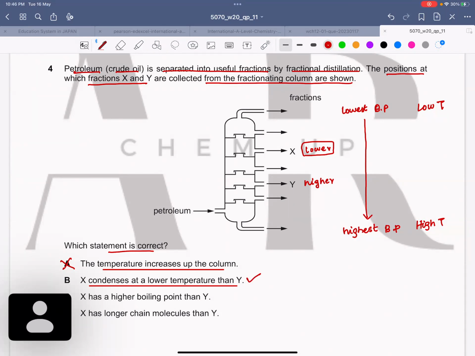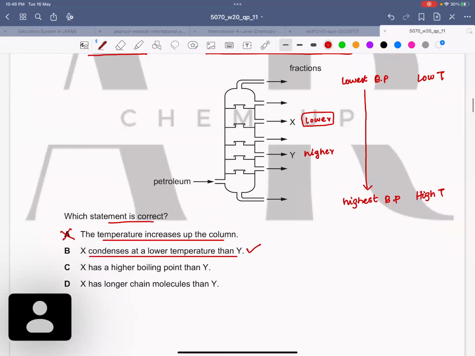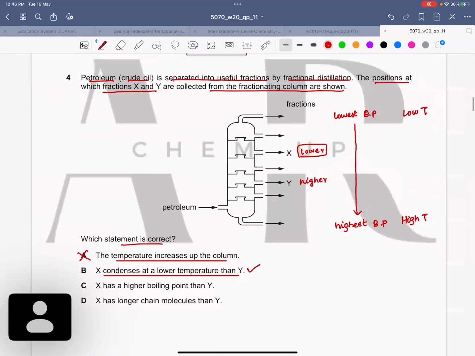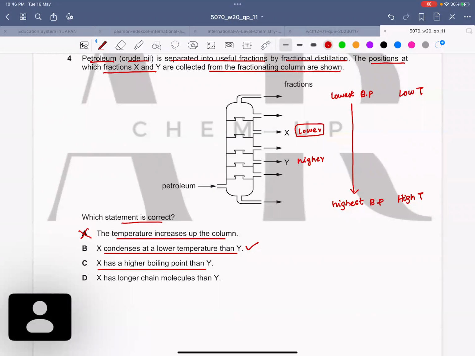But if you find the correct statement early, you have to make sure that the rest of the statements are exactly wrong or not. So the C statement says that X has a higher boiling point than Y. And as we have decided that the higher temperature is below, it means Y must have a higher boiling point and X must have a lower boiling point than Y. So it means C statement is wrong. Is this understandable to everyone? Yes. Is this clear to everyone? Yes.